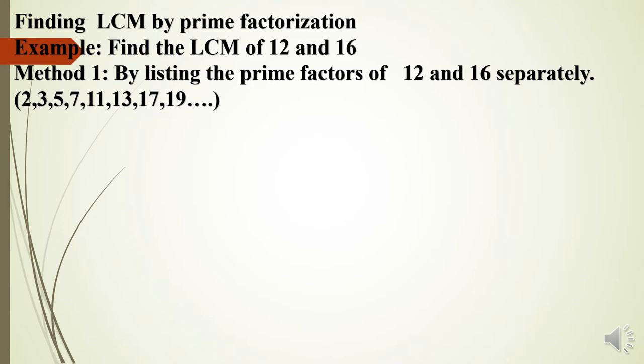You have learned how to prime factorize the numbers, and you have learned what prime numbers are. What are prime numbers? The numbers which have only two factors are called prime numbers. Here, 2, 3, 5, 7, 13, 17, 19 are prime numbers. And now let us prime factorize 12.